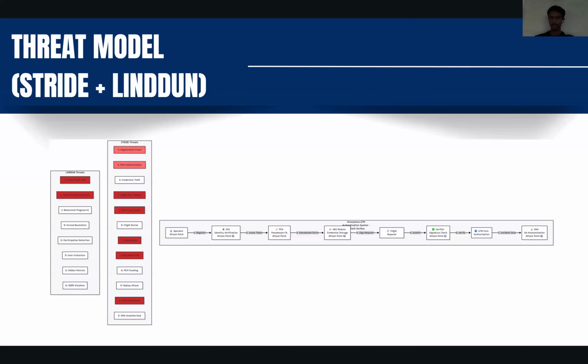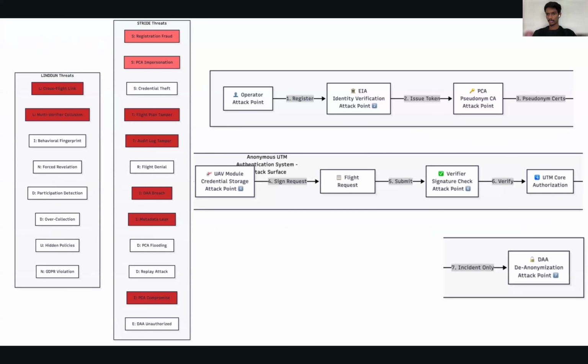Hello everyone, I'm Varun. I'll walk through the threat model and architectural foundation that enables anonymous yet verifiable authentication in the UTM. So here we present the combined STRIDE and LINDDUN threat model for our anonymous authentication system. On the left, we map our privacy-centric threats using LINDDUN, such as cross-flight linkability, behavior fingerprinting, and participation detection. These highlight privacy risks that appear when UAV flights can be correlated back to the operators.